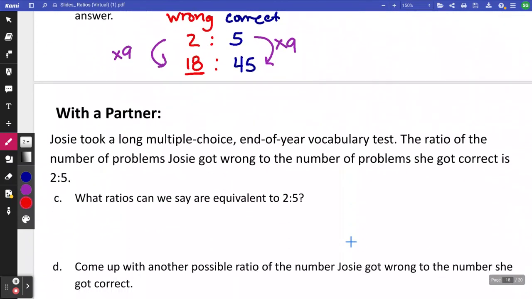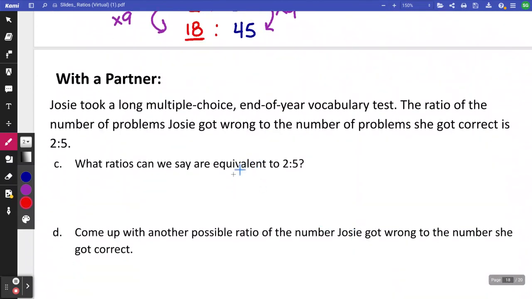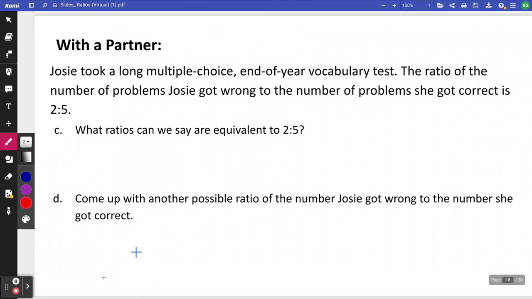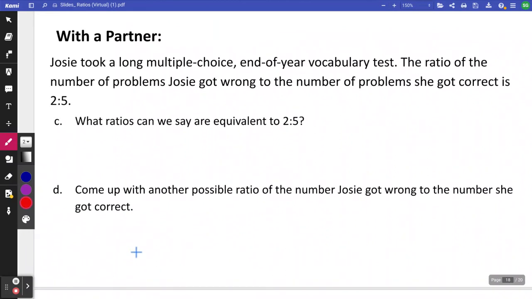The last part of this, we've already talked about that they're equivalent ratios. The last part is just coming up with another possible ratio. It goes back to this idea of equivalent ratios and how we can find them. See if you can come up with one more equivalent ratio here that would work out to the same idea of for every 2 questions she gets wrong, she gets 5 correct. What's another possible ratio? Remember, it's all about multiplication.